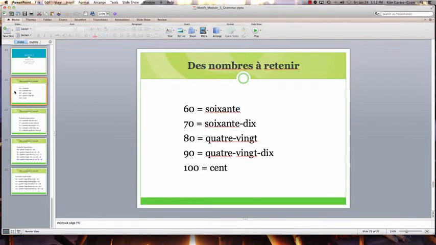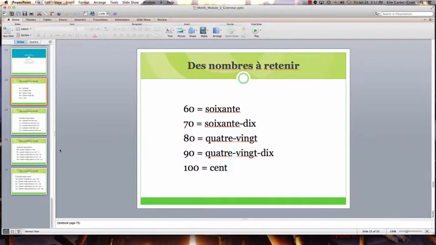Let's start out with some tens. 60 in French is soixante, 70, soixante-dix, 80, quatre-vingts, 90, quatre-vingt-dix, and 100, cent, which you probably already knew because you know that a cent is a penny. It's 1/100th of a dollar.